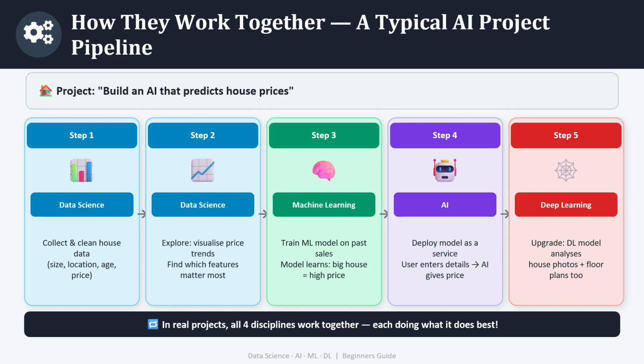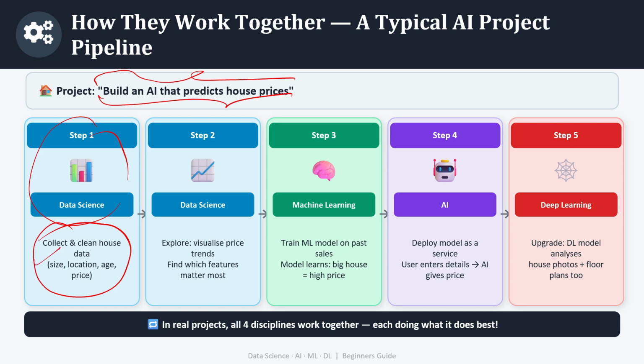Okay, so how do they work together? A typical AI project pipeline: build an AI that predicts house price. The very first step is data science: collect the data, clean the data. That means whatever data you have collected, like the size of the house, location, age, how old the flat is, and what the price is. Second step, again in data science, you visualize the price trend and find which features matter most.